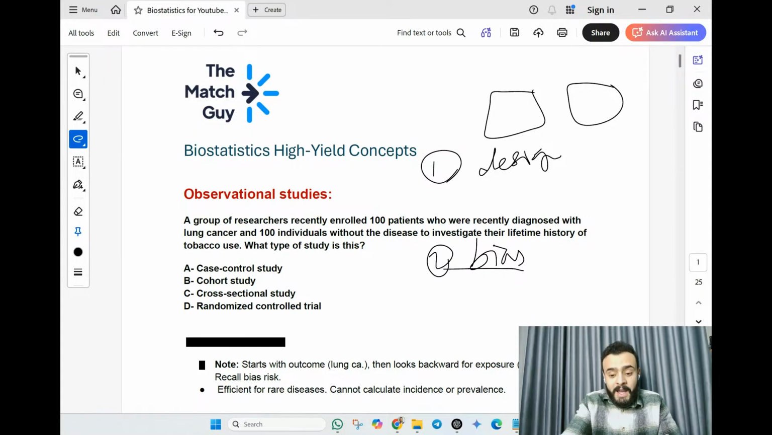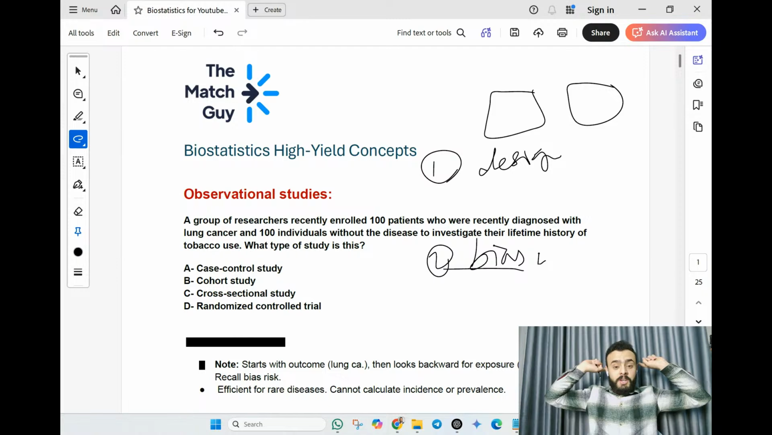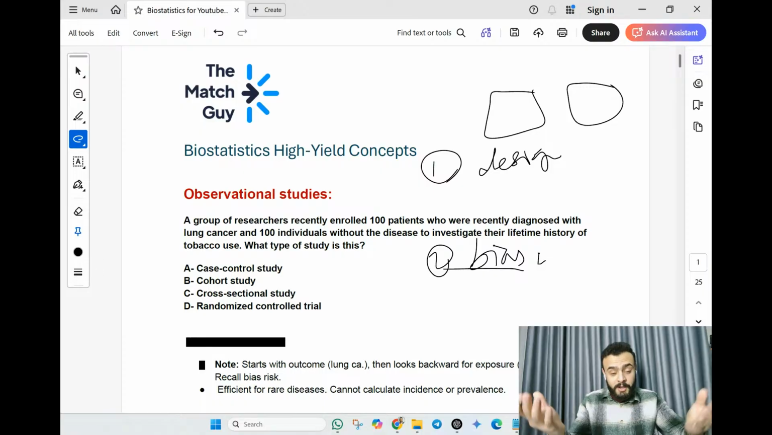For example, you're asking someone about their past history. Tell me about your exposure. So you are depending on their memory. The memory is biased, plus it is not accurate. If you come and ask me what was your breakfast today, I do not remember my breakfast. So the bias related here is recall bias. Recall bias. Clear? That is number two.